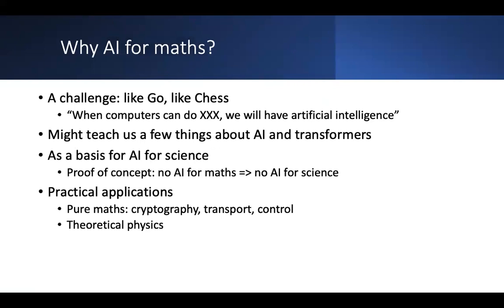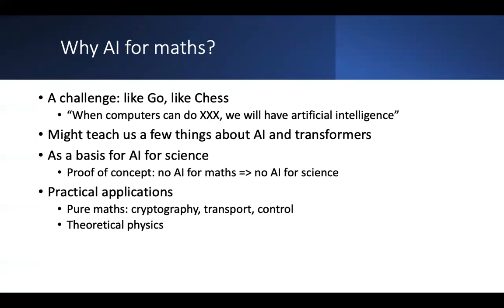So you might wonder why do that? After all, we have lots of tools that do math. So the first idea is that it's a challenge. It's like Go, it's like chess, the kind of thing where people say, okay, when transformers can do that, they will be intelligent. Of course, it won't happen. But like Go, like chess, it will teach us a few things about AI and transformers. So it's an interesting line of research because of that.